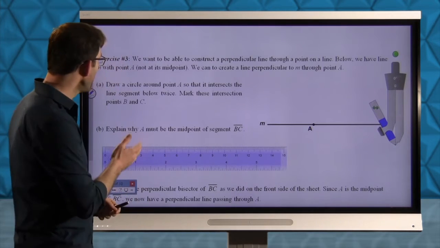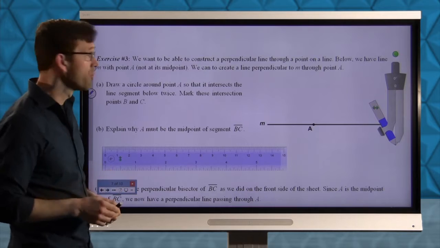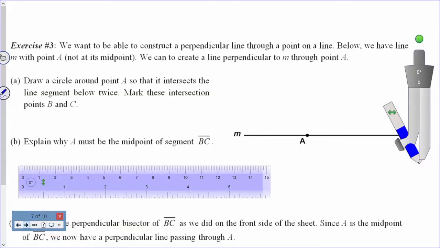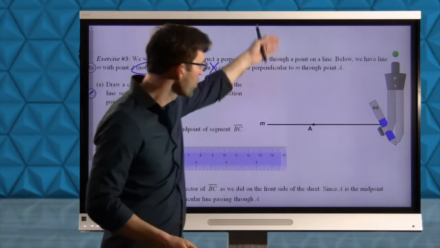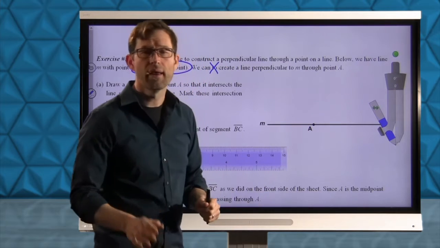Now, in exercise 3, we're going to go through that construction. We want to be able to construct a perpendicular line through a point on a line. Below, we have a line M, with point A not at its midpoint. We can create a line perpendicular to M through point A. So that's the idea. I want a perpendicular line that goes through point A.